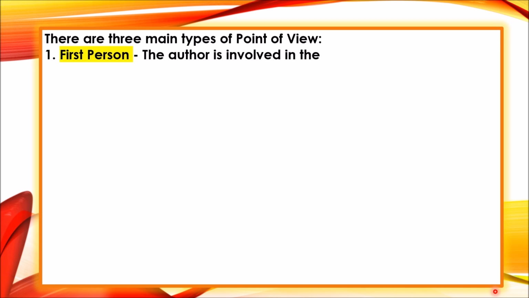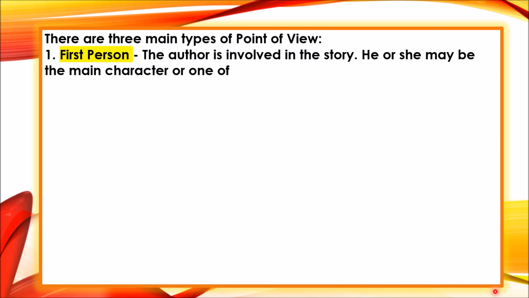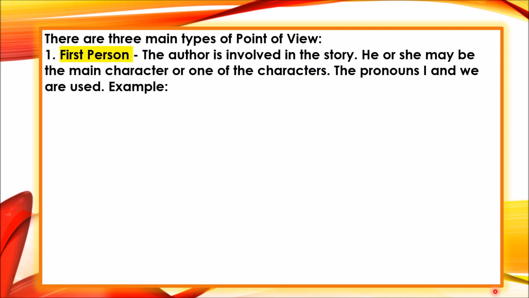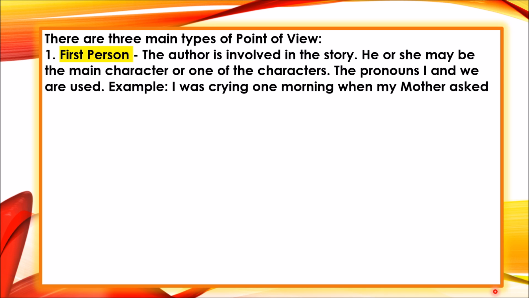There are 3 main types of point of view. First person. The author is involved in the story. He or she may be the main character or one of the characters. The pronouns I and we are used. Example, I was crying one morning when my mother asked, "What's happening to you?"